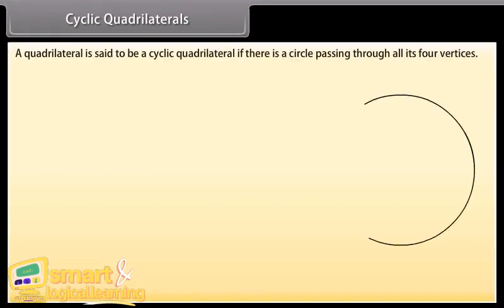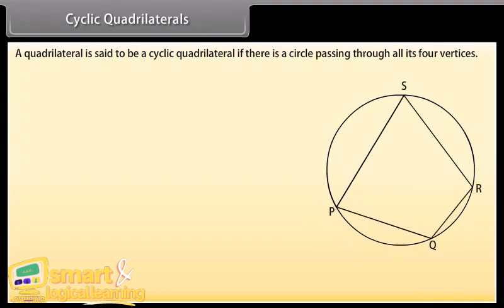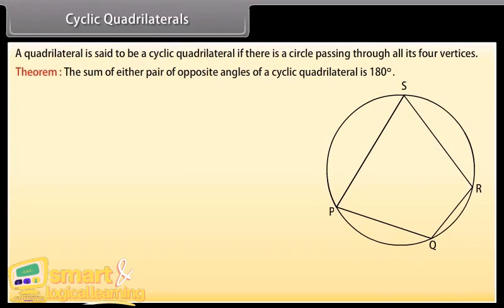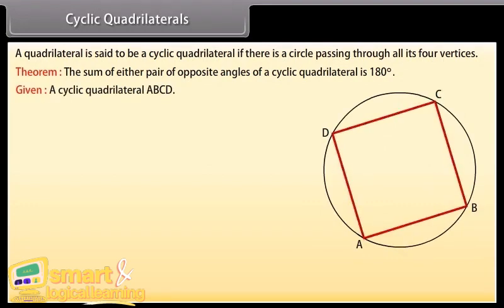Cyclic quadrilaterals. A quadrilateral is said to be a cyclic quadrilateral if there is a circle passing through all its 4 vertices. In the figure, PQRS is a cyclic quadrilateral. Theorem: the sum of either pair of opposite angles of a cyclic quadrilateral is 180 degrees. Given a cyclic quadrilateral ABCD. To prove angle BAD plus angle BCD is equal to angle ABC plus angle ADC, which equals 180 degrees.